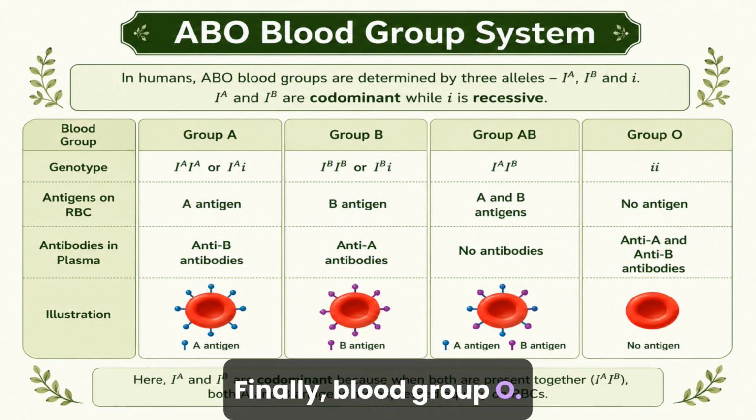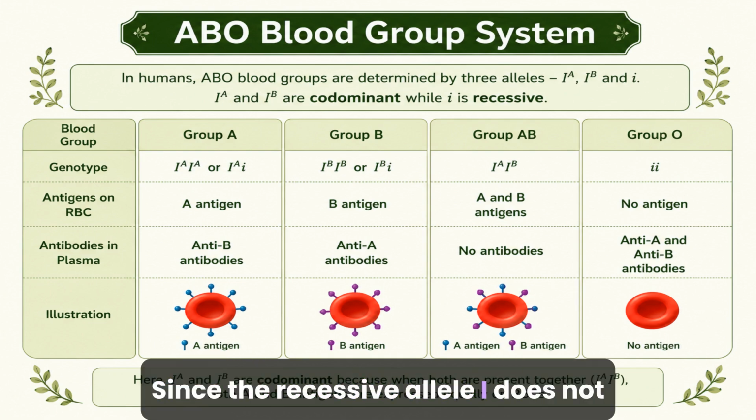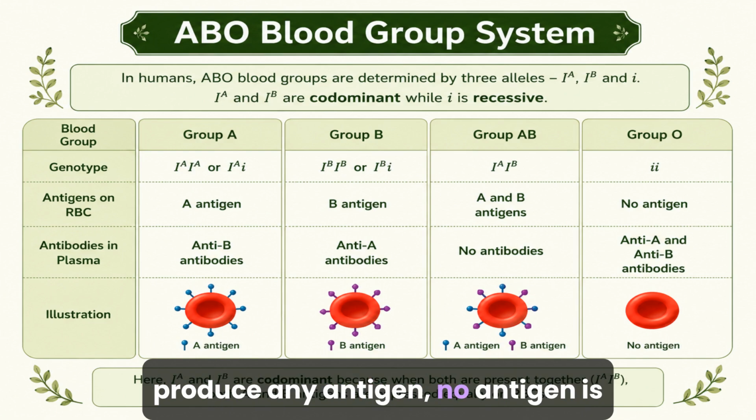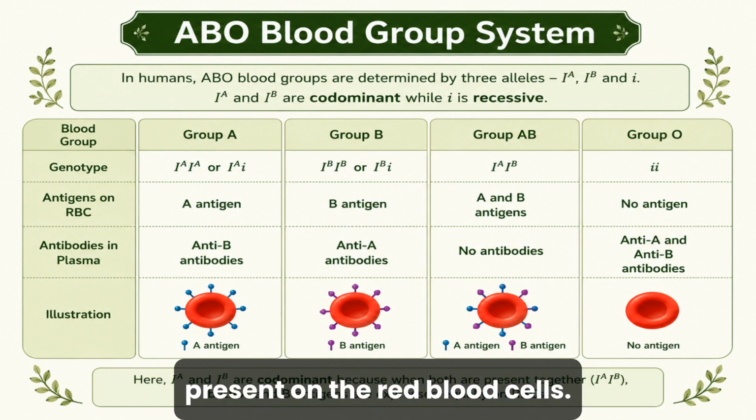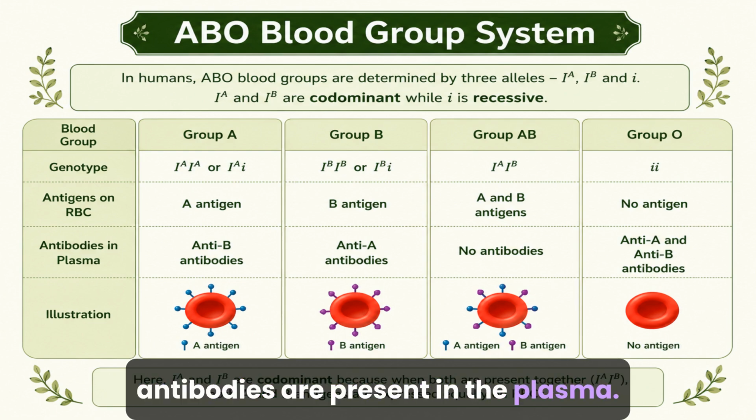Finally, blood group O. Its genotype is ii. Since the recessive allele i does not produce any antigen, no antigen is present on the red blood cells. However, both anti-A and anti-B antibodies are present in the plasma.